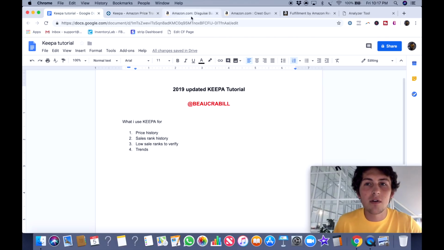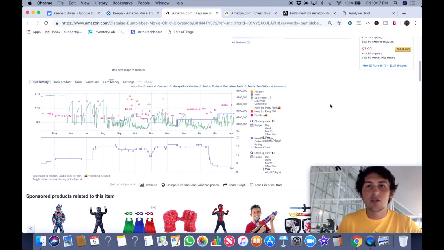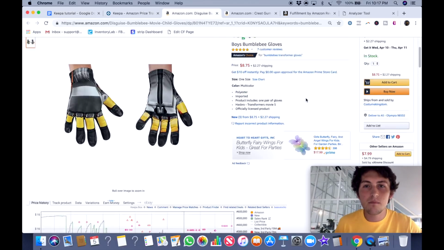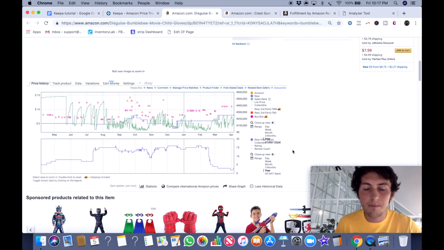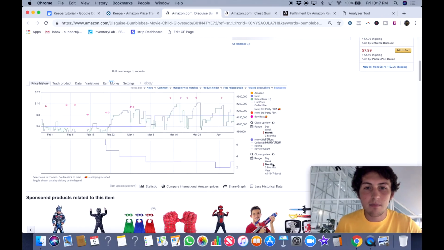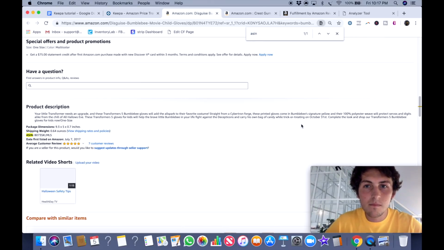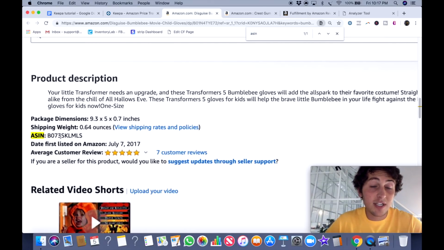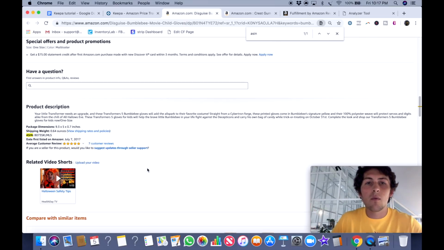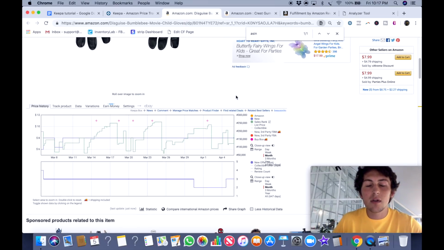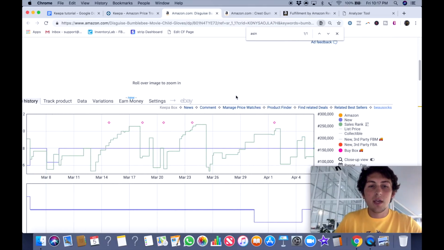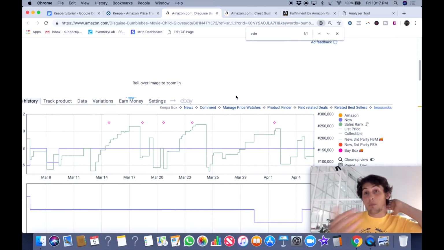So what I'm talking about here is when there's a product that has a sales rank that is not selling very fast. Let's take, for example, this product right here. Let's go to the past month. And if we look at the sales rank down below, it says the product doesn't even have a sales rank. So even better. When you can't really verify the amount of sales of a product, what you can use Keepa for is to see if the product is really selling.